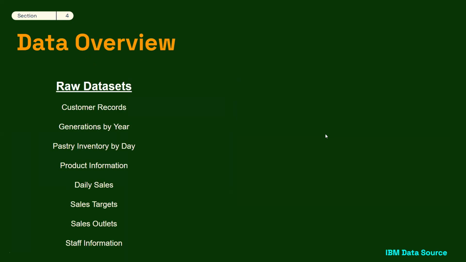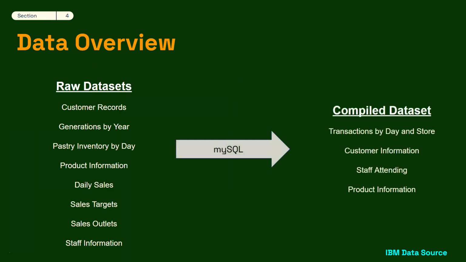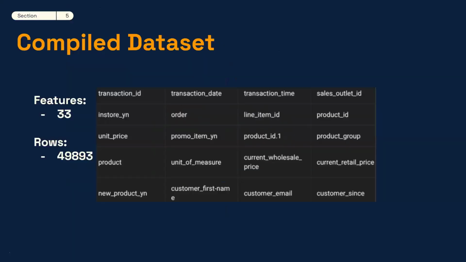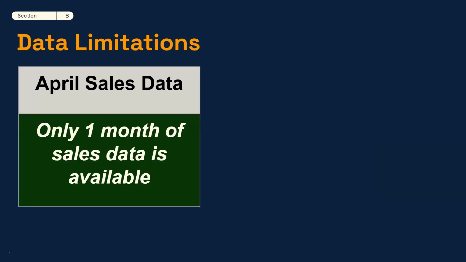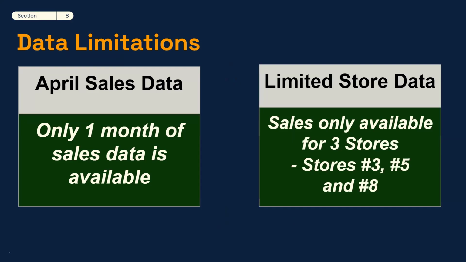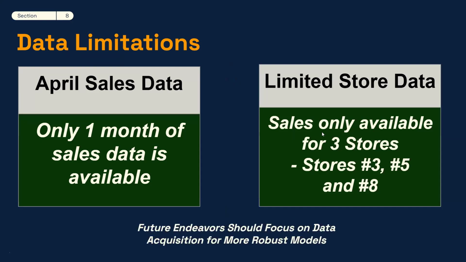The data that we have is 8 raw data sets, and we use MySQL to compile them into 4 different data sets. These compiled data sets have 33 features, which are also columns, and 49,893 rows. It's versatile, as we thought, and can be used for different goals. This time, the goal is an a priori system. The limitation of our data is that it's only for 1 month, the month of April, and it's limited in scope because it's only for 3 stores.